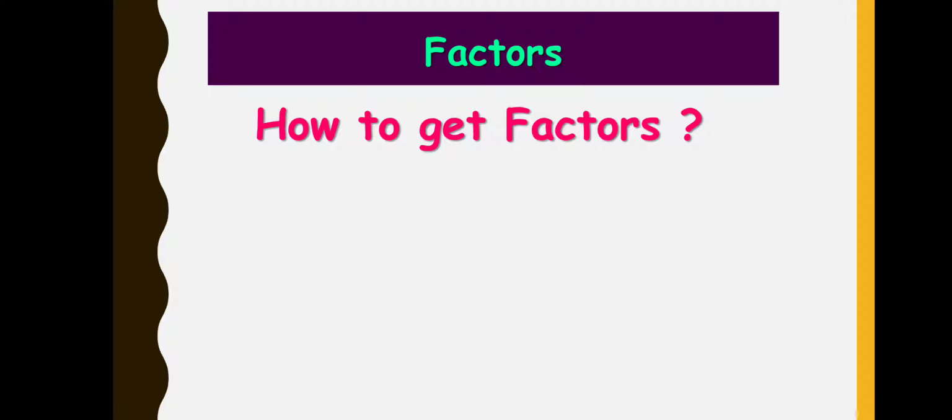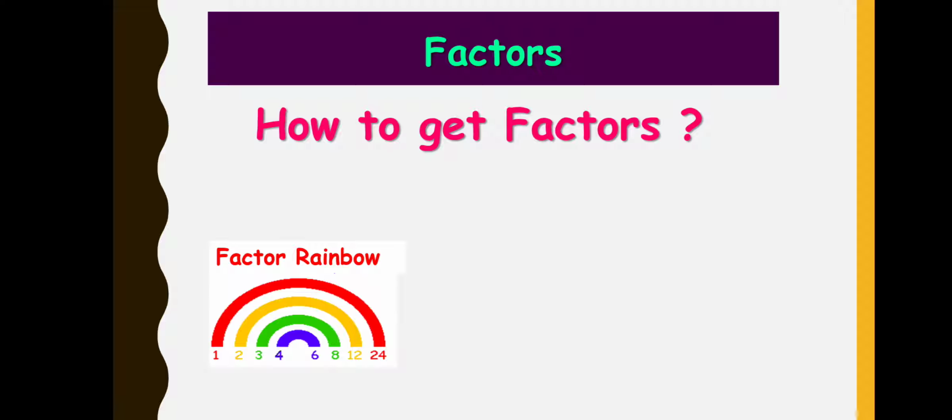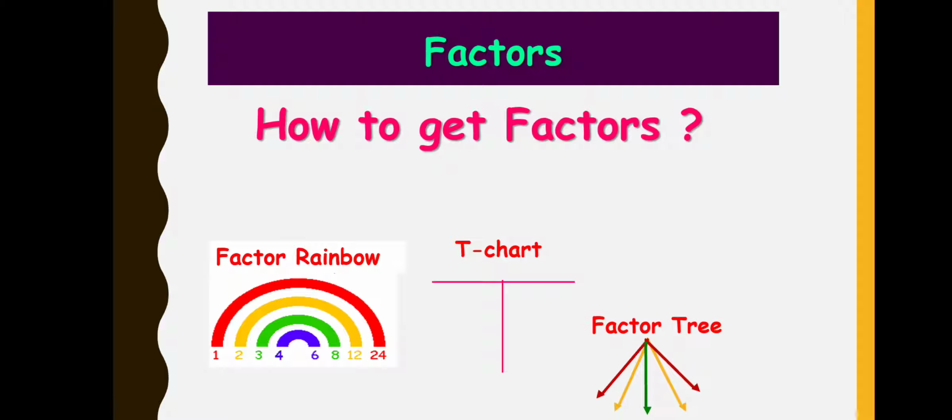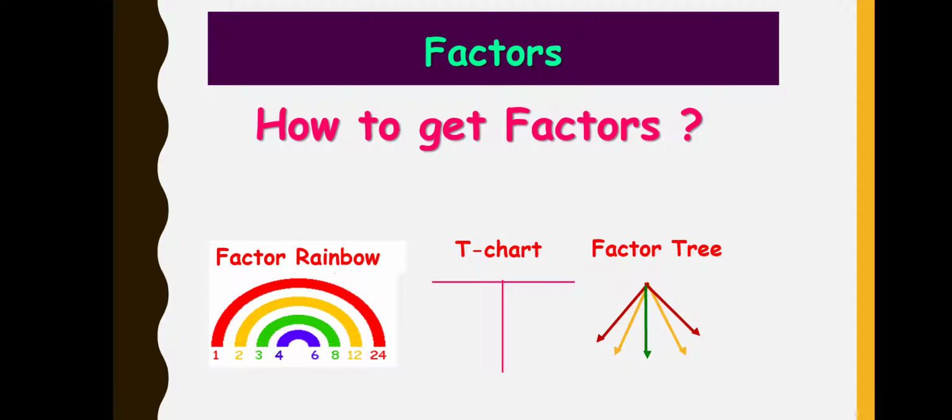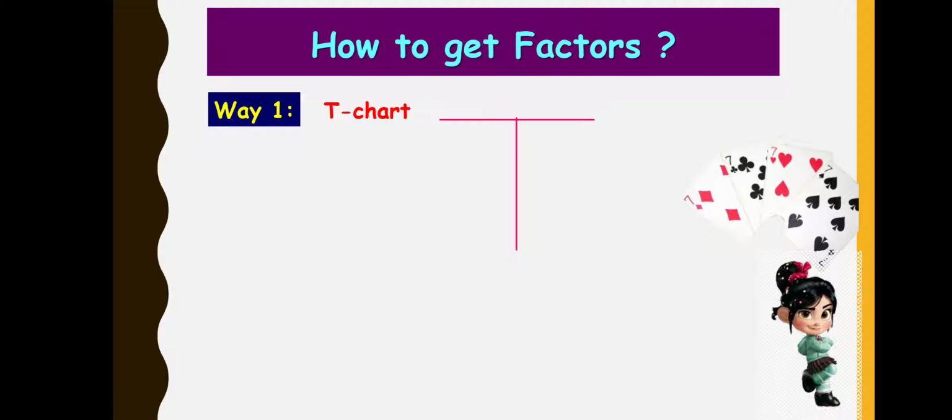How can I get the factors? We have some ways: one is called the factor rainbow, we have something called a T-chart, and finally, we have something called a factor tree. Okay, the first way is the T-chart.